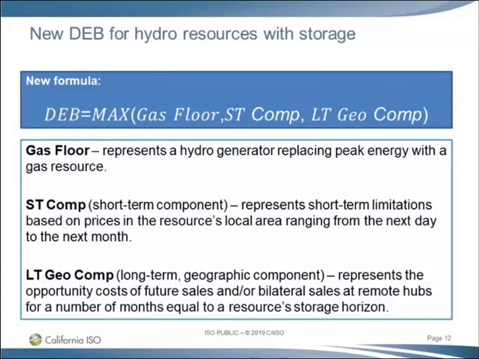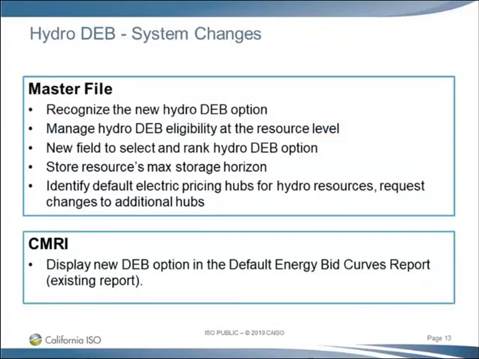And then we'll look at the system changes. So there's going to be changes to the master file related to this new hydro DEB option. It's going to recognize the new option. It's going to manage that at the resource level. And there'll be a new field to select and rank that hydro DEB option within all the other options. And we're going to be storing the resource's max storage horizon, talk a little bit more about that later, and identify the default electric pricing hubs for hydro resources. And you can then, within certain parameters, request changes to those additional hubs.